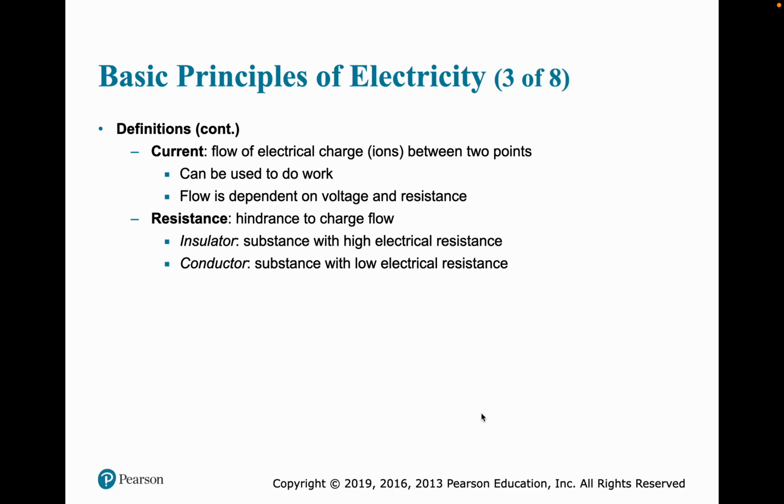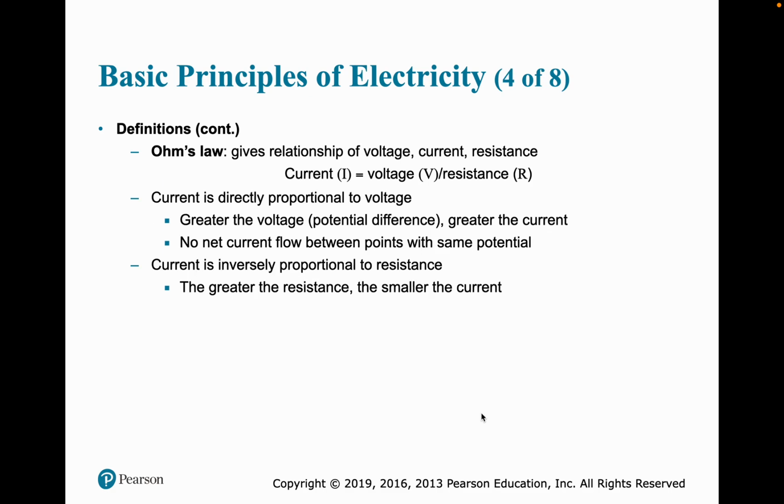Current is the flow of electrical charges, and in this case we're talking about the movement of ions between 2 points. We're talking about the movement of ions across the cell membrane in neurons. And we can use that energy to do work. That flow is going to be influenced by, dependent upon the voltage, the potential difference, and the resistance. The resistance is a hindrance to charge flows. So we can divide things into two big groups, either insulators, which have a high amount of resistance, or conductors, which have a low amount of resistance.